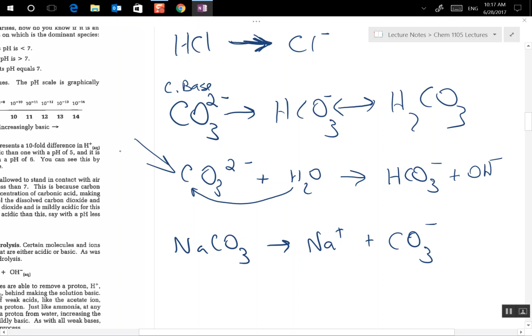It's going to react with water, and it's going to produce OH minus. So what would you predict the pH of that one to be? Basic or acidic? It would be basic. You would predict it to be basic. You're going to measure it with the pH, and you're going to verify that. Okay?